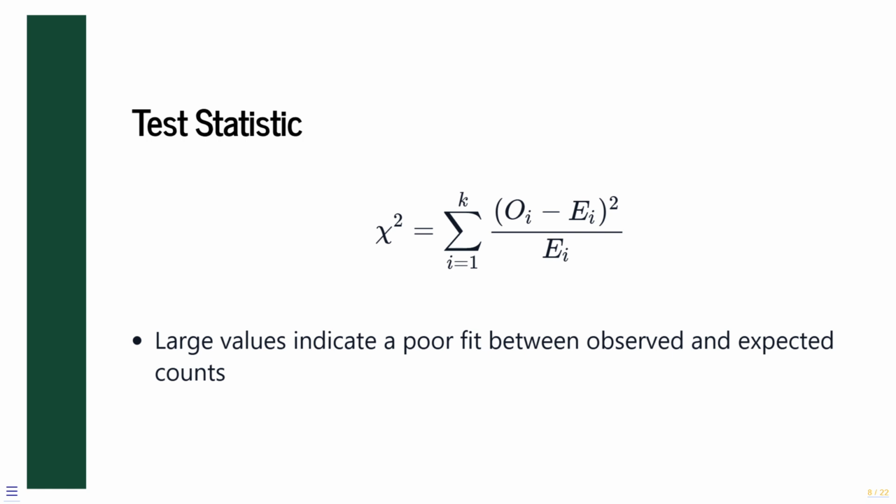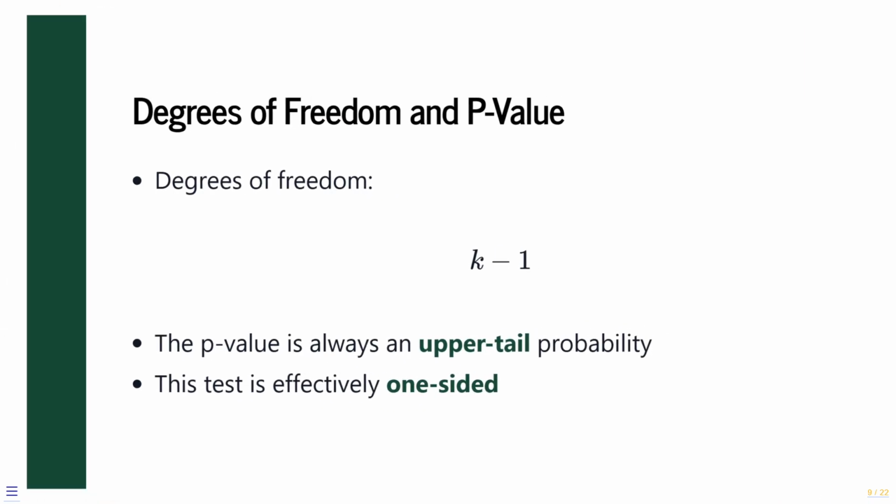The chi-square test statistic adds up the squared differences between observed and expected counts, scaled by the expected counts. Large values indicate a poor fit to the null model. The degrees of freedom are k minus 1.